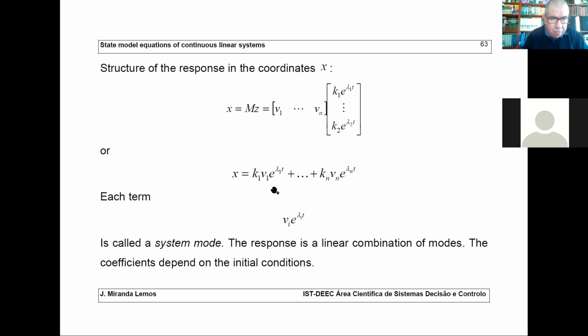In the case where you don't have n independent eigenvectors, you cannot span all the space. So in that case, you need to add some terms that correspond to exponentials multiplied by time polynomials. For that, you use the so-called Jordan canonical form, which is out of the scope of this course. So we are going to consider just this situation. And each of these terms, remember, is called a mode because it corresponds to an oscillatory mode.